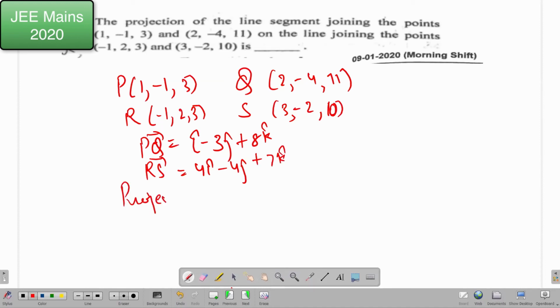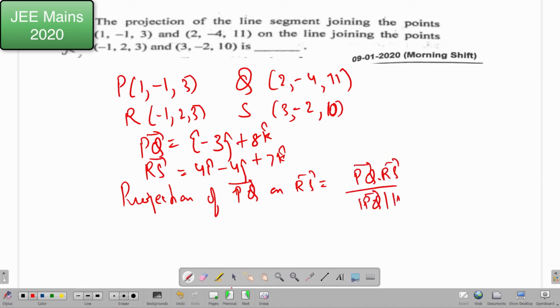Just a simple application of the projection formula: the projection of PQ on RS is PQ dot RS upon mod RS. So the components: 4 into 1, that is 4, minus 4 into minus 3, that is plus 12, 7 into 8, that is 56. Here I just need the projection, so that is PQ dot RS upon mod of RS. So I need here mod of RS only.